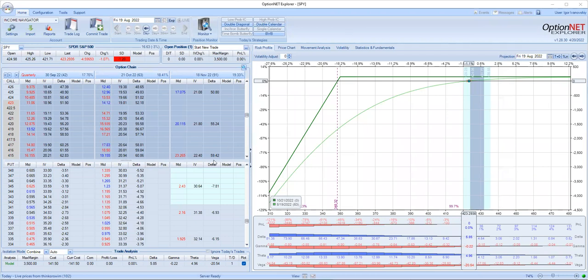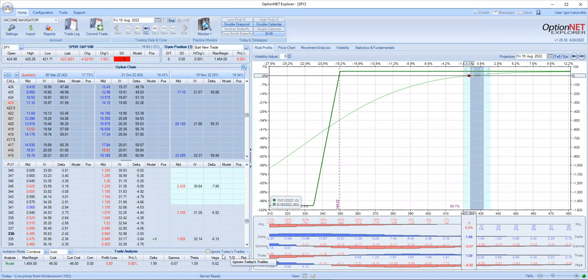I see 250. I don't think it's right. 335. Well, let's see. I don't think that's right either. So let's see, 335. Right, at 335, your buying power is $1,454. So you have $1,500 worth of buying power requirement minus credit collected, right? So you take $1,500 minus $46, you get $1,454.